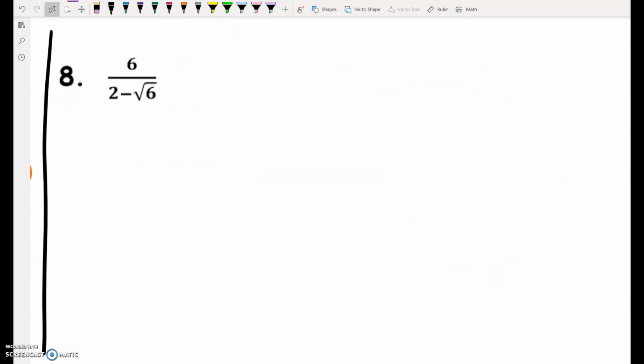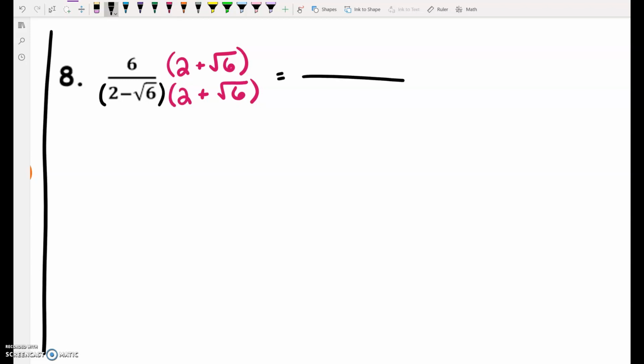Okay, let's do this whole process again. This time in the denominator, we have 2 minus the square root of 6. First of all, what do you think is the conjugate for 2 minus the square root of 6? 2 plus the square root of 6. If we had started with 2 plus the square root of 6, then we'd be multiplying by 2 minus the square root of 6. So keep the numbers the same, just take that symbol in between and switch it.